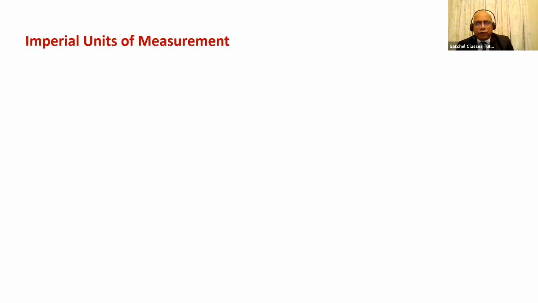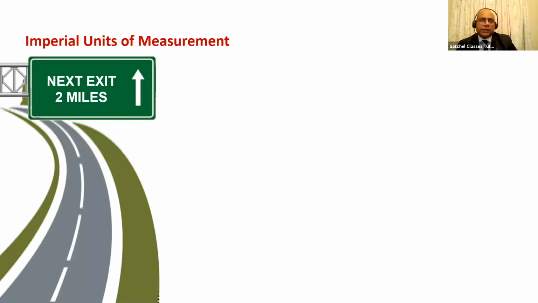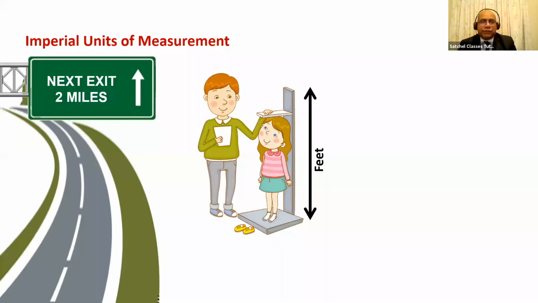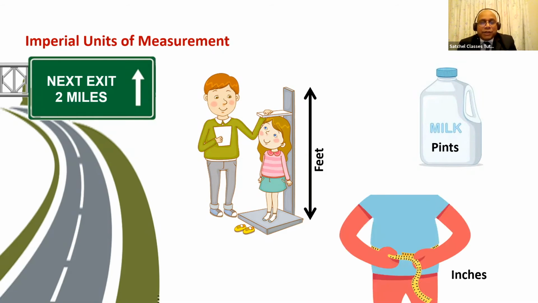Now, in everyday life, you'll see sometimes a lot of units are not metric units. For example, the distances given while you're traveling along a highway are in miles, correct? Your height is usually measured in feet. The milk cartons which you get have volume given in pints, and you measure your waist in inches, right? None of these are metric units. These are called imperial units. Now, how do we convert from a metric unit to an imperial unit? Let us see some of these conversions.